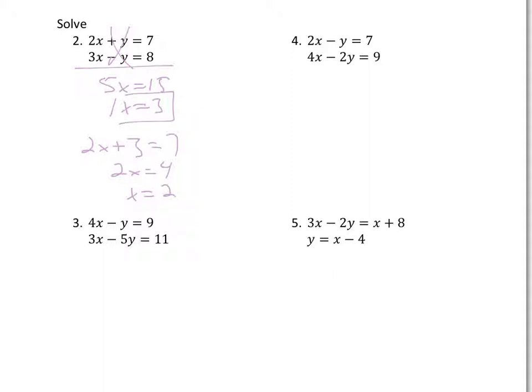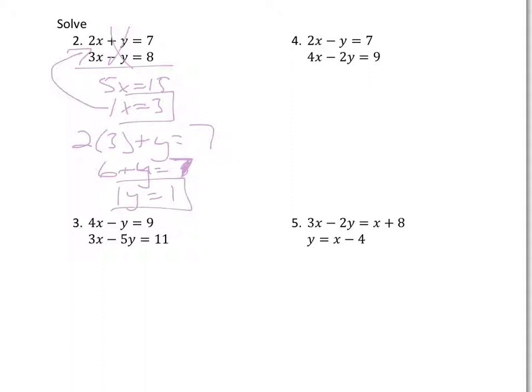Oh, that should be a y. Wait. I messed everything up. Hold on. I plugged the 3 back in for y. That's not smart. Okay. So the x is going to go to the x's. Okay. 2 times 3 plus y equals 7. That makes more sense. So 6 plus y equals 7. And y equals 1. That's a better answer.